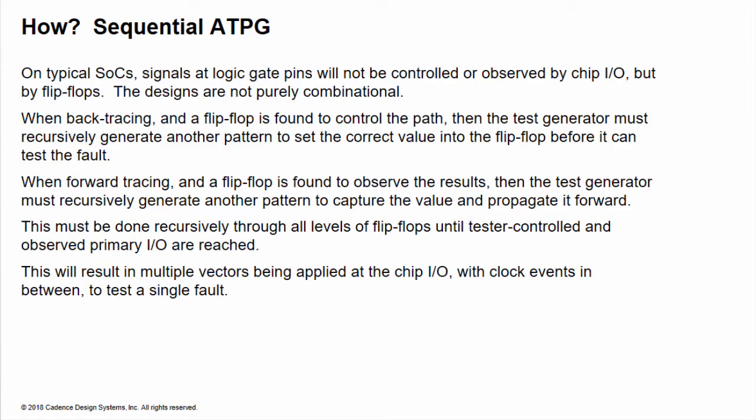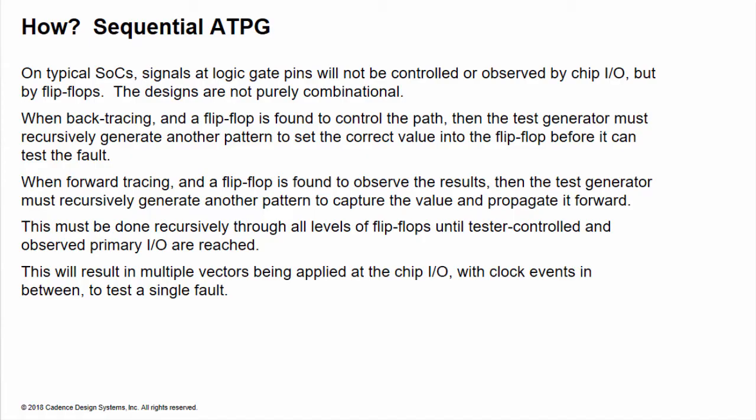Unfortunately, we don't build purely combinatorial chips very often. So how do we have to change the test generation for single fault if there are registers in the design that control those cones we are attempting to trace? This situation is the norm. When backtracing runs into a register, then the test generator must set up another set of bits to cause the desired value to be captured in the register when the register is clocked. This must be done recursively until the chip's primary inputs are reached. All of these must be applied in sequence prior to testing the fault.